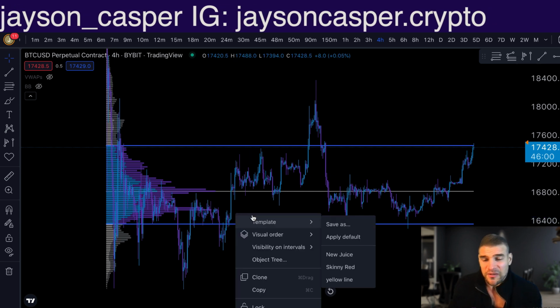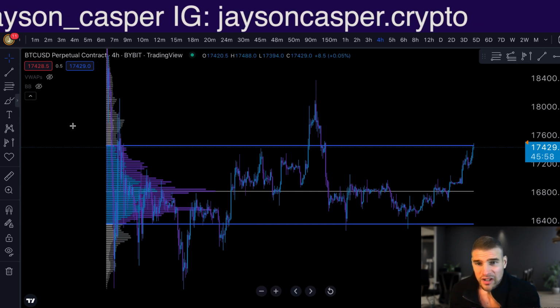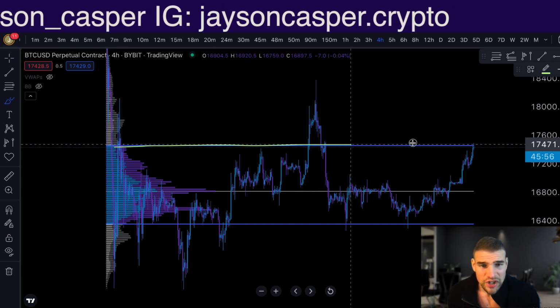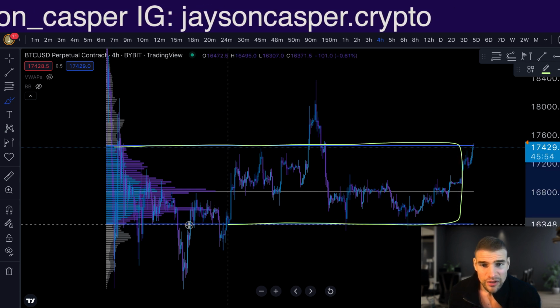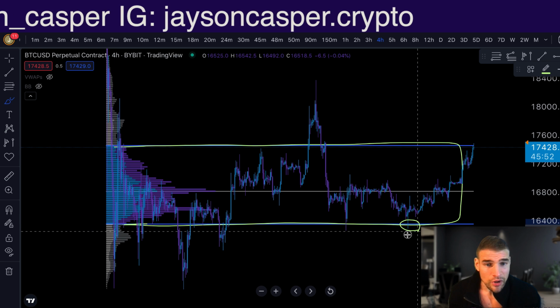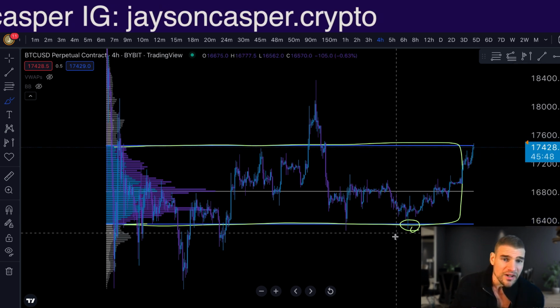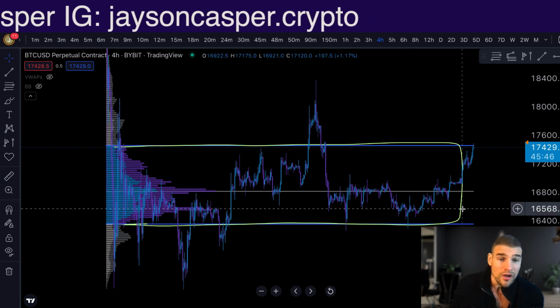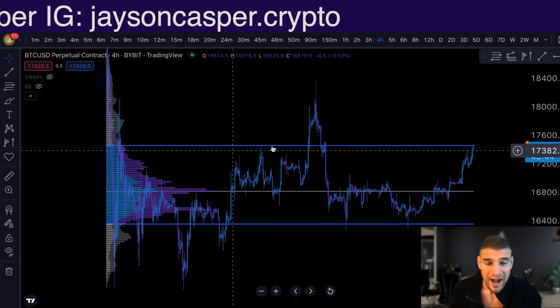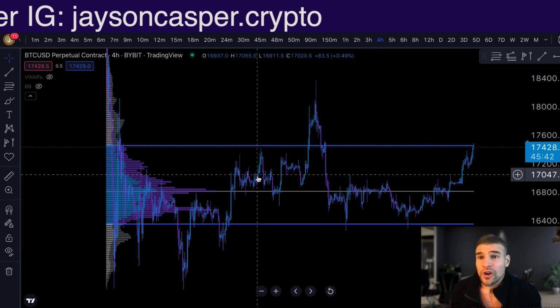This is establishing a fair value for any asset. As long as price is within the shaded blue zone, it's considered fair value. When we come below, it's considered oversold. And when we come above, it's considered overbought. These are giving us objective areas where we can look for swing trades from the highs to the lows or from the lows to the highs.